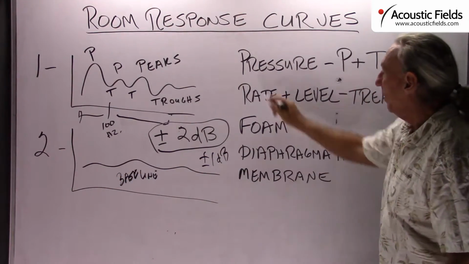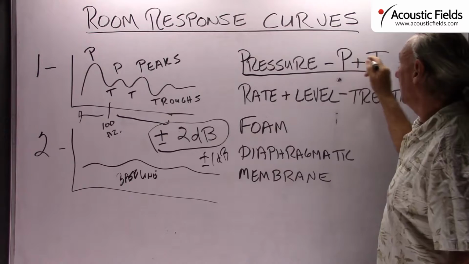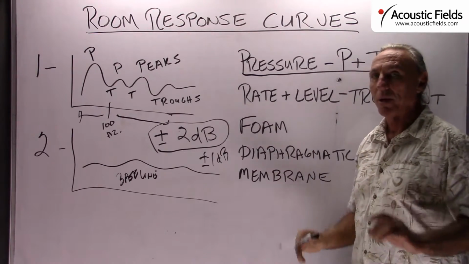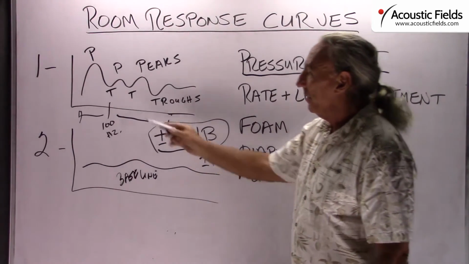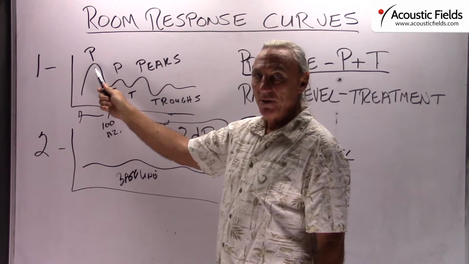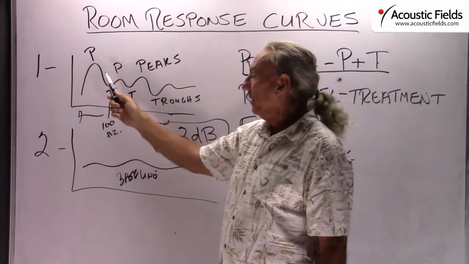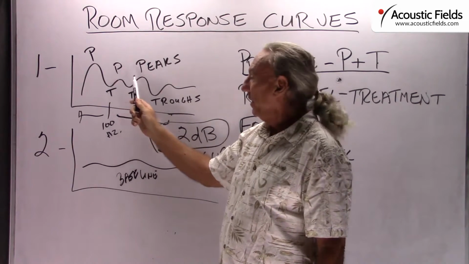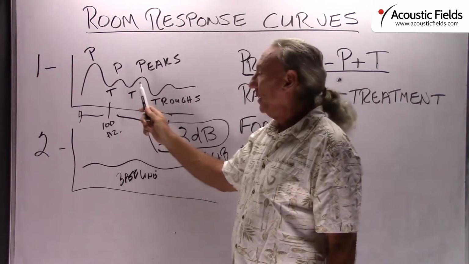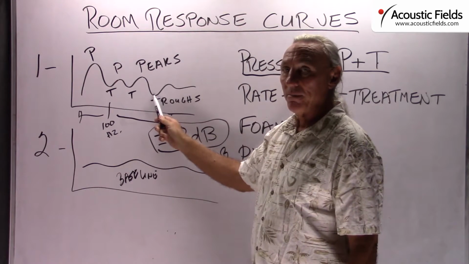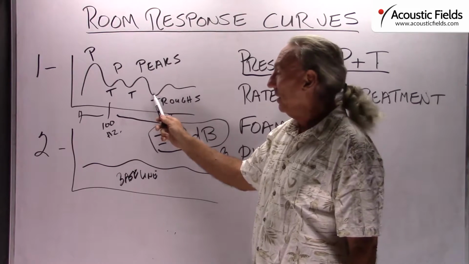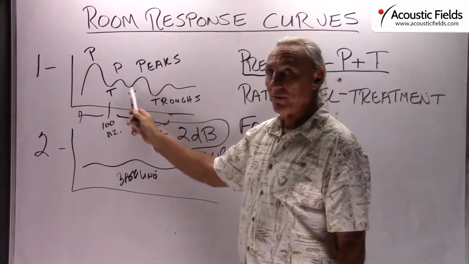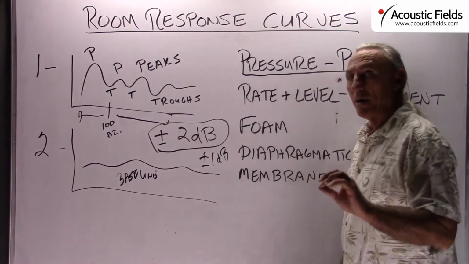All right, well, we have to first realize that the peaks and the troughs are all pressure related. This is energy that won't fit in your room because of size and volume. This is energy that won't fit. This is energy that won't fit. This is energy that maybe is fitting too much. So it's all about pressure and energy.